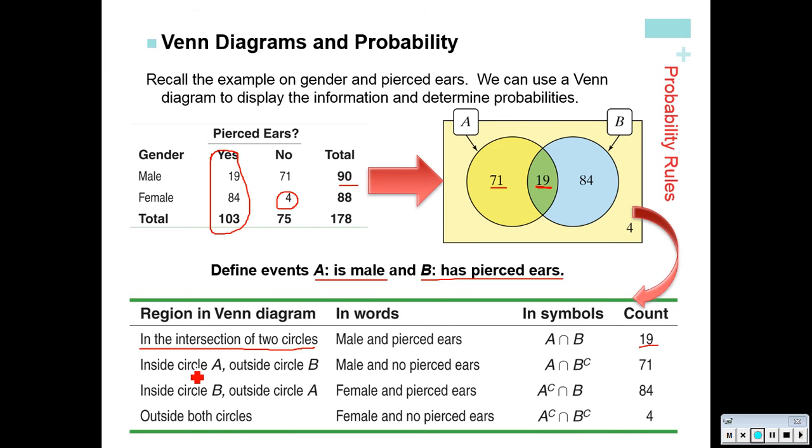If you have inside circle A but outside circle B, you're basically referring to the males that do not have pierced ears. And that would be 71 of those. And then if you go inside circle B but outside circle A, which would basically be this right here, that's 84 people that are female and have pierced ears. And if you're outside both circles, that would be the group of females that do not have pierced ears. And here is the notation that you would use for each one of those different types of outcomes.